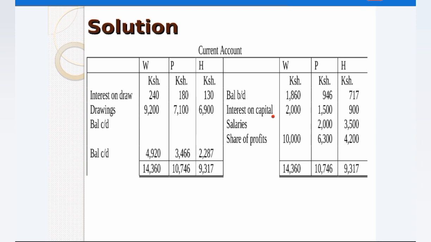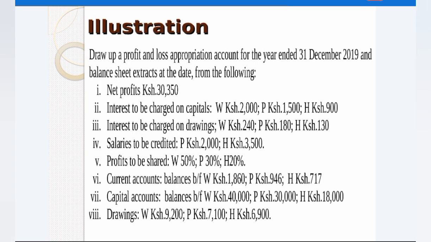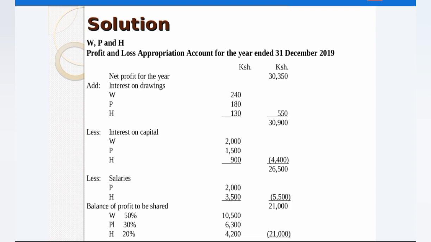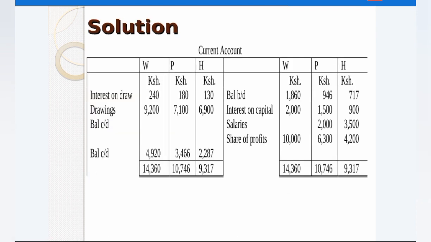And we said any interest that is received on capital for each member, we have to bring it here. And we were given the interest on capital. You can see the interest on capital on our illustration. Interest on capital, 2000 for W, 1500 for P, and 900 for H. So we bring them into their respective partners.